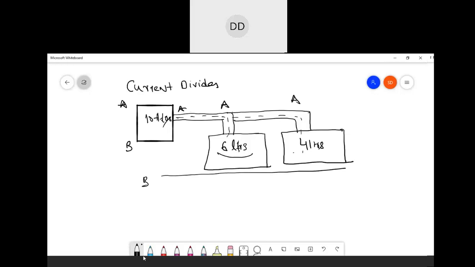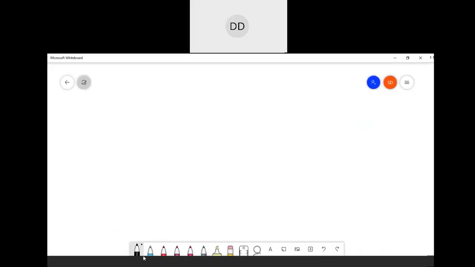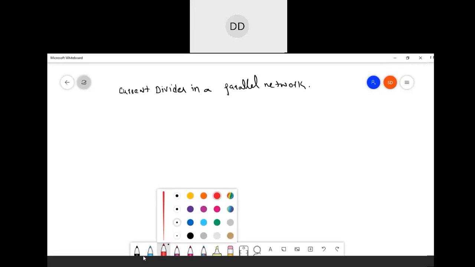So the current division, as you can see over here, will always happen in a network that is parallel. Unlike the voltage division, current divides in a parallel network, and this division would depend upon the type of resistance that we are employing.